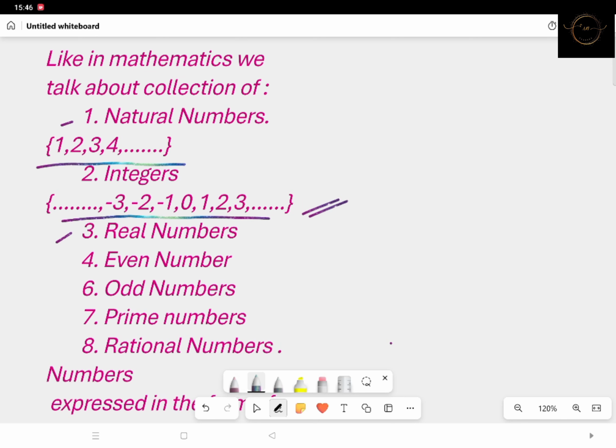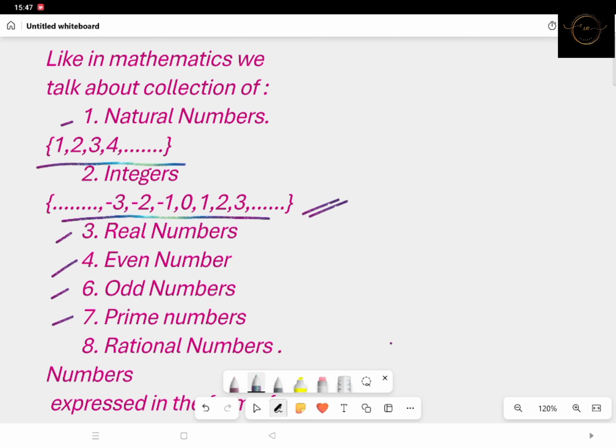Next is even numbers. What are even numbers? Numbers which are divisible by 2 are called even numbers. So therefore it can be called a collection of even numbers, that means where all the even numbers are kept at one place. Next, collection of odd numbers, numbers which are not divisible by 2. Those types of numbers will be called odd numbers. Also, we will say that 0 is an even number and it is not an odd number. It is strictly an even number.